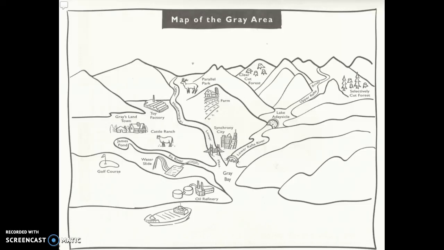Welcome to our new science unit. During the next few weeks, we will be studying environmental science. The environment is the area surrounding living things. This is a map of the gray area. The gray area has a problem. Fish there have been dying off in large numbers.